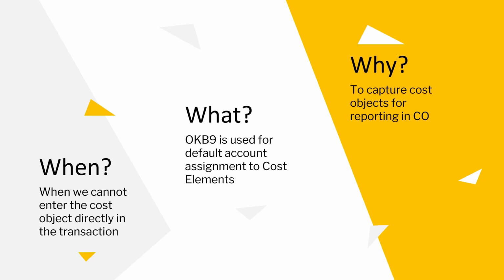If we do not have an option, that is when we go to OKB9, and whatever cost object you assign in OKB9 against a GL account, that is permanent. So irrespective of the nature of the transaction, or where you are using it, if that is the GL account, then whatever cost object you are mapping there will be the default cost object in all the transactions. So there are certain restrictions like this in OKB9. So we need to use OKB9 only if there is no option for us to enter the cost object manually.